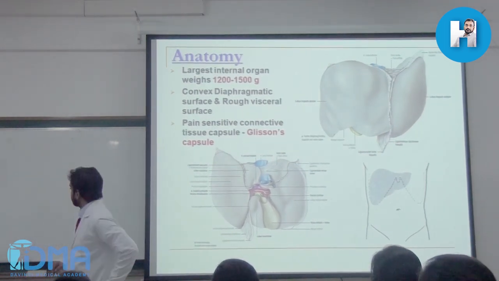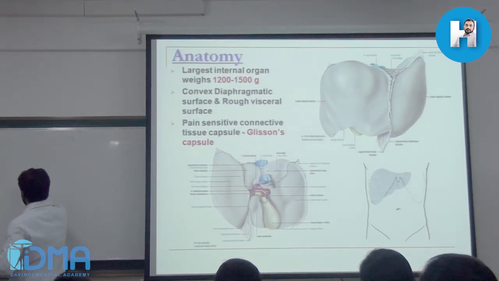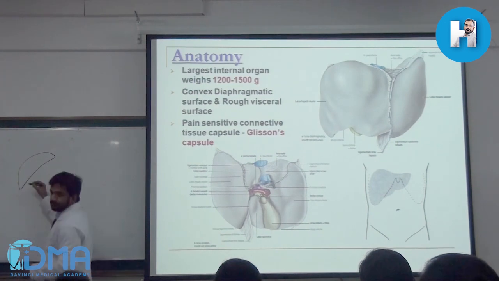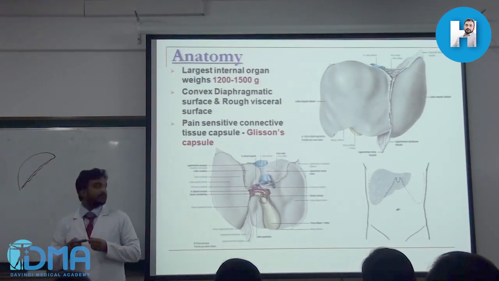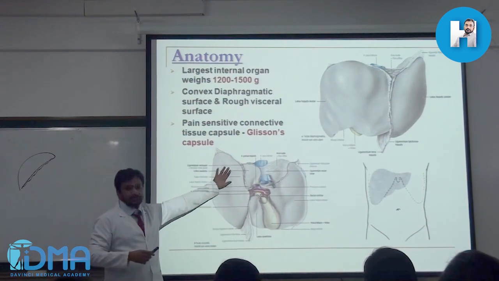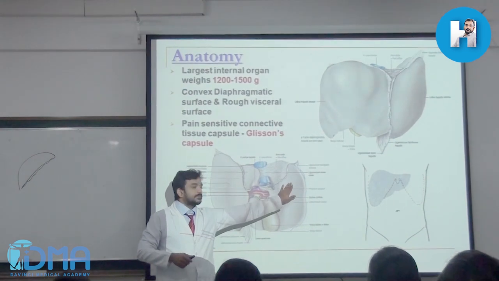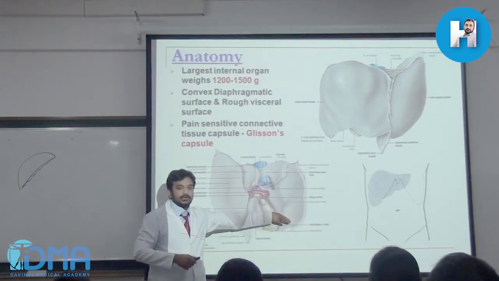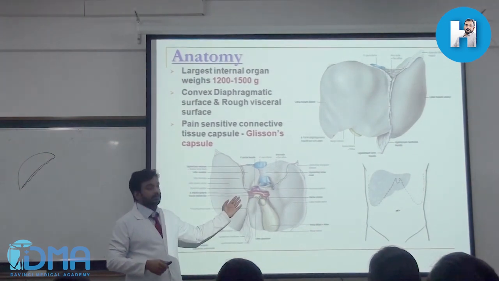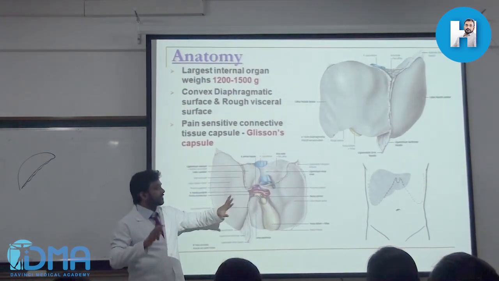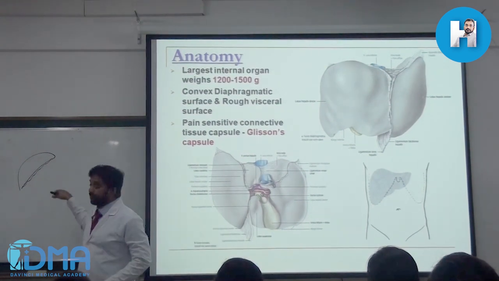If you take a cut section of liver, it will be like this. So this is the visceral surface, which is rough because there are a lot of indentations. For example, I already told you, there are places where the kidney and suprarenal gland will be stuck, here the right colic flexure, here the duodenum, here the stomach, here the esophagus, so they are pressed. And also we have some other structures here, so they are rough.